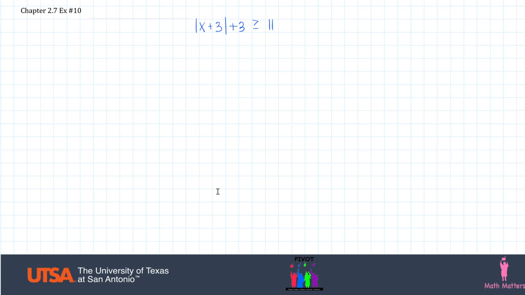So chapter 2.7, example number 10, asks us to solve for x given this absolute value inequality. And we can start this by isolating that absolute value. So if we have this absolute value of x plus 3 on the inside, and the plus 3 on the outside is greater than or equal to 11, then the first thing we can do is move that 3 over. So then we have the absolute value of x plus 3 is greater than or equal to 8.